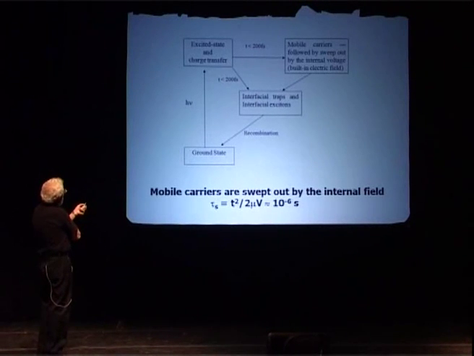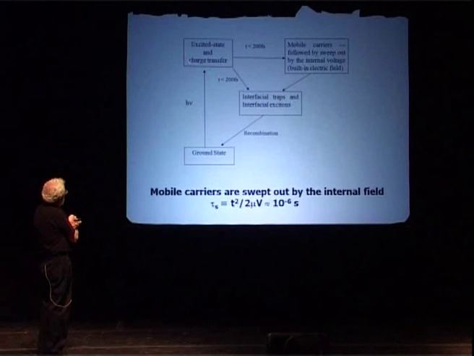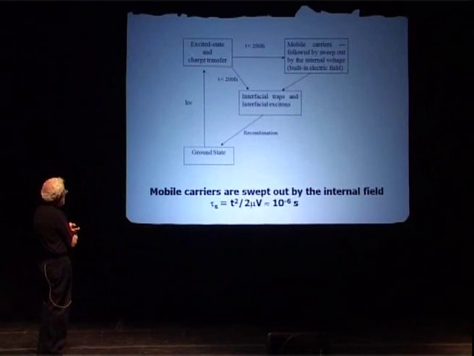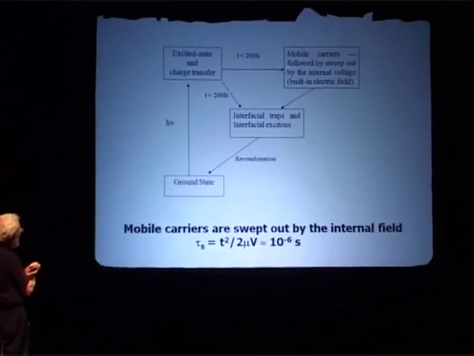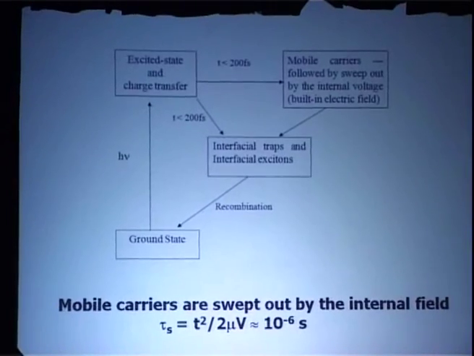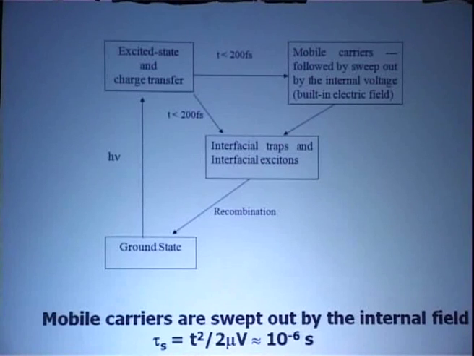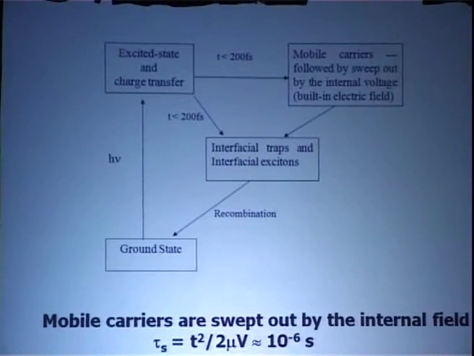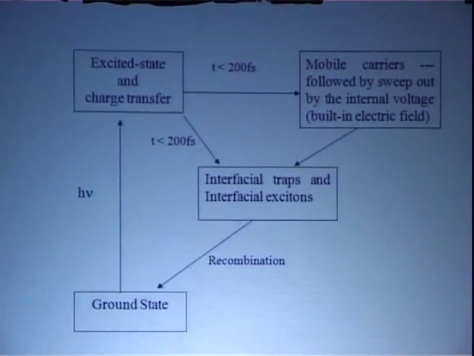Now what happens? First you absorb photons and you create this excited state, and you get charge transfer, and you create mobile carriers. You also, very shortly, there are traps at the interface, and you fill those traps, or you start to fill those traps. These mobile carriers are swept out of the film by the internal field that comes from the symmetry breaking. That sweep out time is just the thickness over the speed, the drift velocity, and the drift velocity is the electric field times the mobility, and the electric field is the voltage over the thickness, and you get this simple expression for the sweep out time. And that sweep out time is about a microsecond. I'll show you that in a minute.